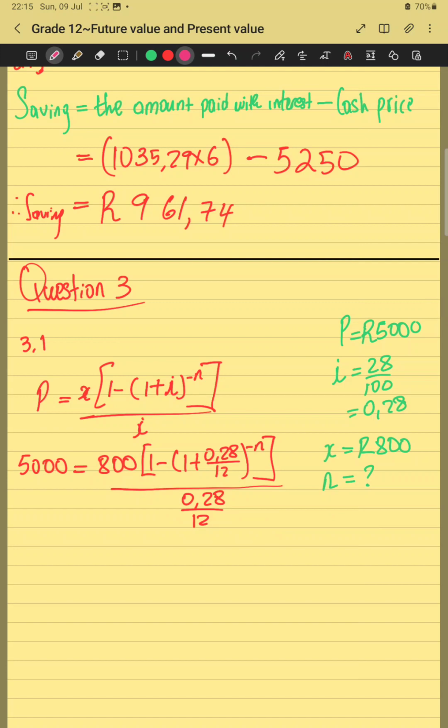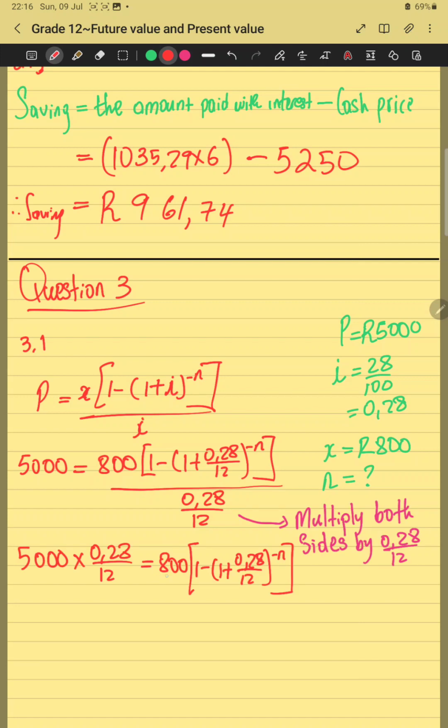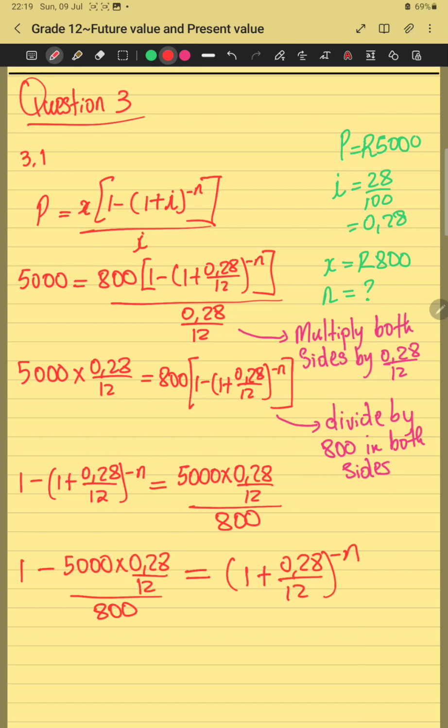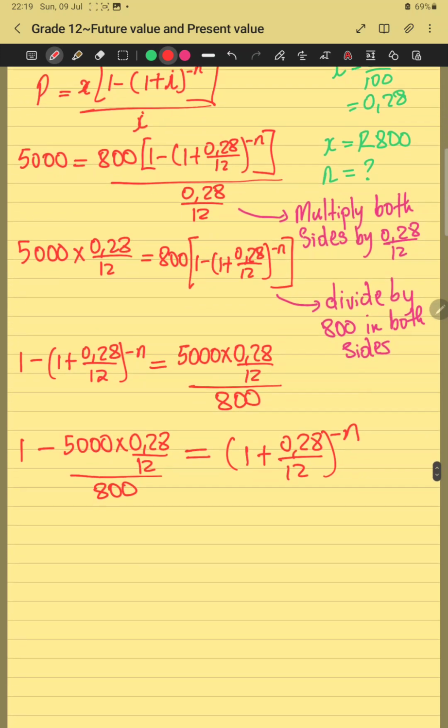Okay, but let's just multiply with this value here on both sides. And then the next step is to divide by 800 on both sides. This is what we have. Then the next step is to transpose that one to the other side. Or we can just transpose this bracket here, and then we bring this value to the side, and then take this bracket to the other side. This is what we have.